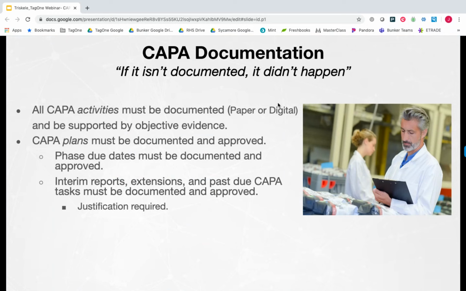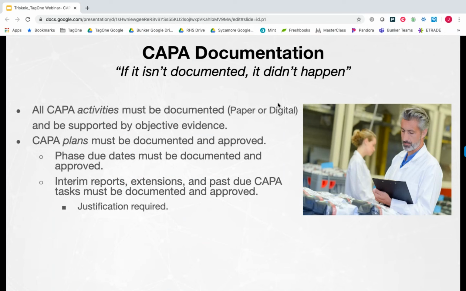The other piece with documentation with CAPA, and I mentioned this a little bit previously, is that your CAPA documentation needs to tell a story. And when it doesn't tell a story, like the example I gave, when I was sitting across the table from the auditor and he was reviewing investigations from a year ago and he was like, what is this?